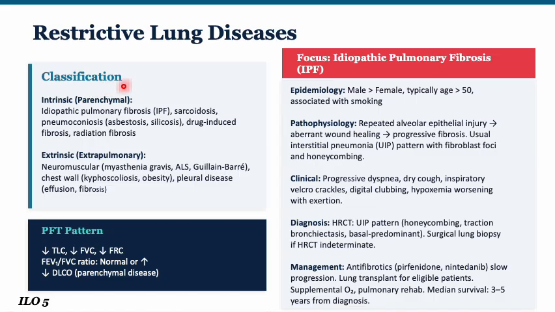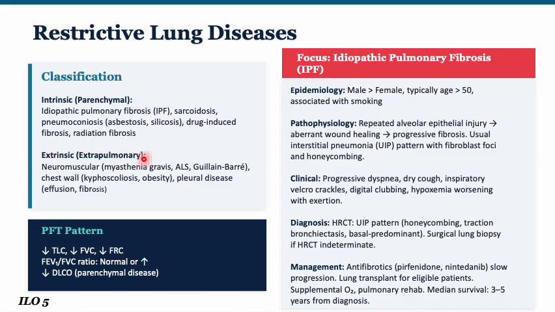So classification of restrictive lung diseases is in two categories. You can have intrinsic or extrinsic. Intrinsic is parenchymal based. That's usually idiopathic pulmonary fibrosis, sarcoidosis, pneumoconiosis from asbestosis or silicosis, or drug-induced fibrosis, and sometimes radiation fibrosis.